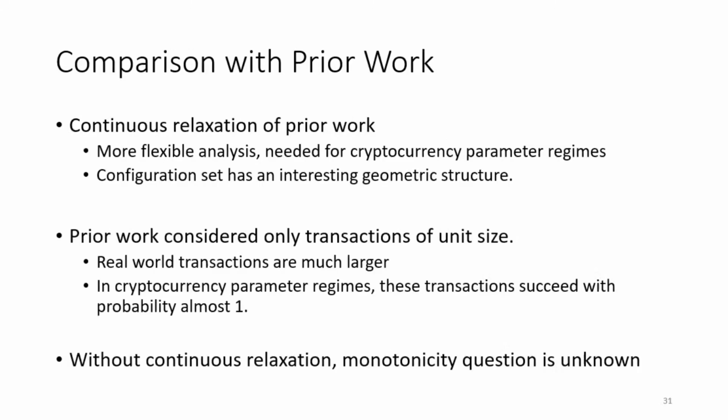At a high level, you can think of these results as a continuous relaxation of prior work. Getting these results requires some new mathematical machinery, but once we have them, we get a more flexible analysis that we really need for cryptocurrency parameter regimes. And as a side effect, this continuous relaxation reveals that the entire problem has a very nice geometric structure. I should also mention that without the continuous relaxation, an analogous monotonicity question reduces to an open problem in matroid theory that's remained unsolved since the mid-90s.